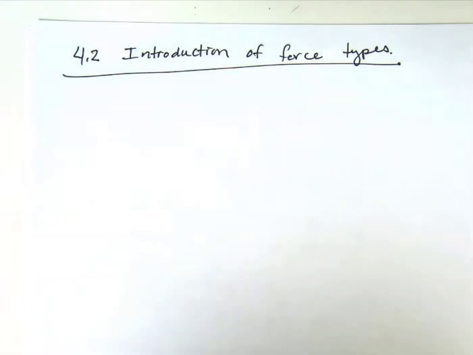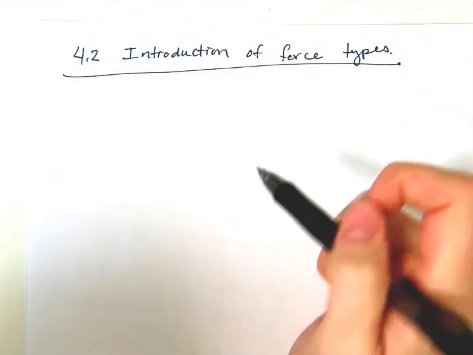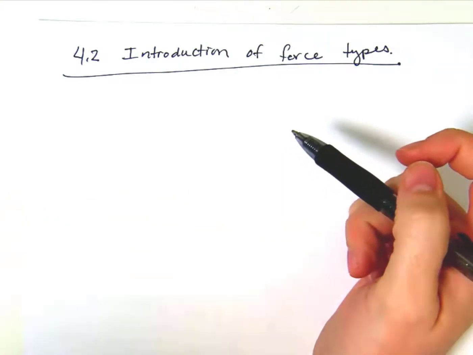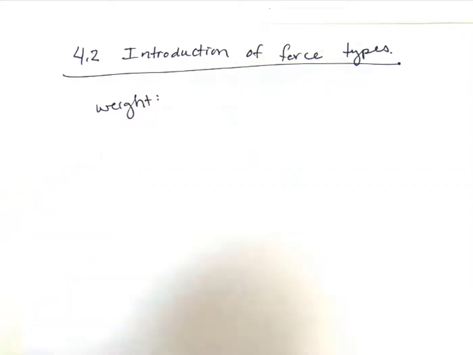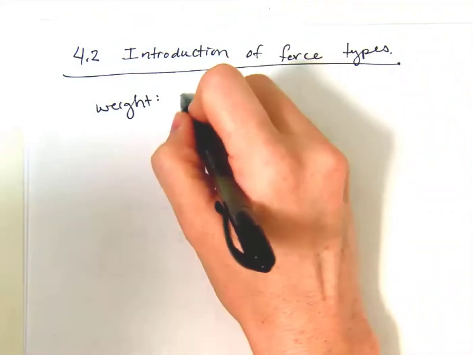Section 4.2 is basically taking some time and just listing off some different types of forces that we'll be using a lot in Chapter 5 and then moving onwards. So the first type of force that we'll talk about is weight. The way that we're going to use the word weight is it's going to represent the force of gravity pulling down on us from the Earth.